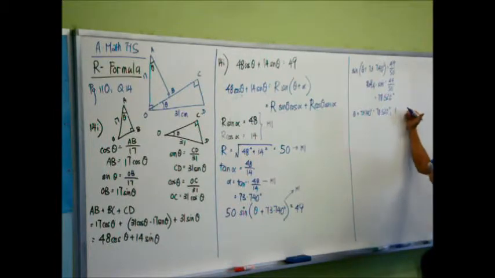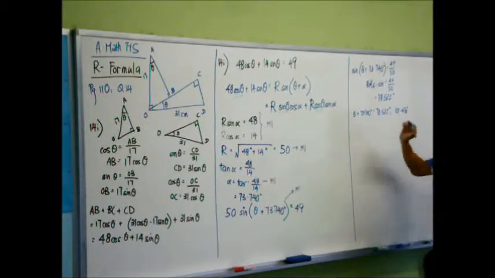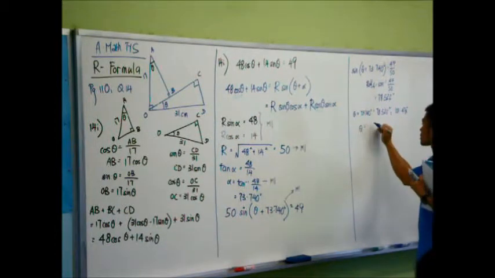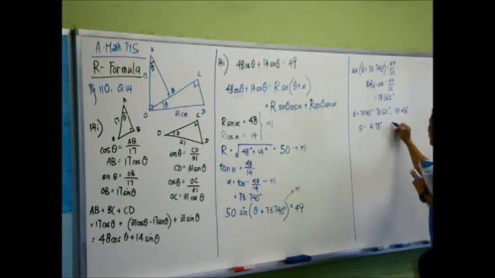101.47. Okay, then do some simple calculation over here. What is left over here, Andrew? 4.78.